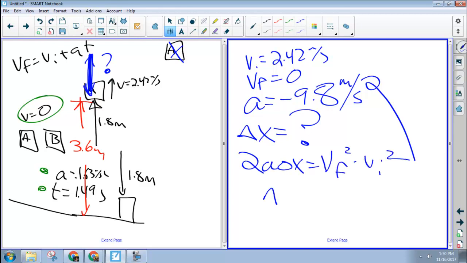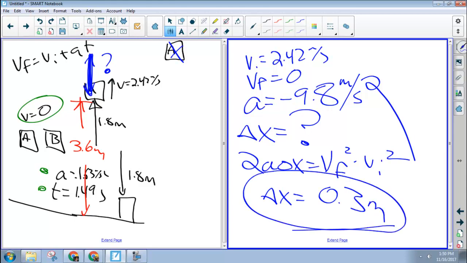Plug and chug. Your displacement turns out to be 0.3 meters, which is not the answer. You added to 1.8. You got to add it to the 3.6, because it was already 3.6 meters above the ground when it got launched. Then it goes up another 0.3 meters for a total of 3.9.